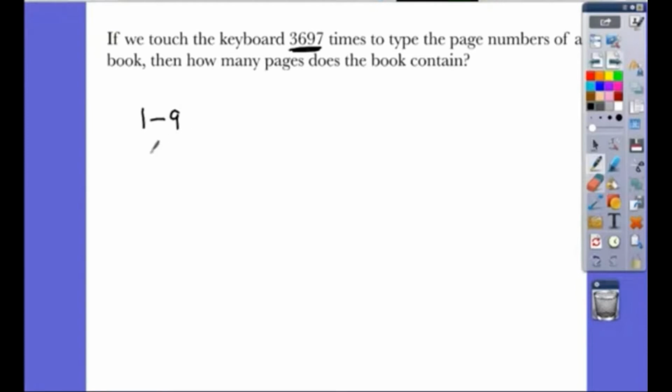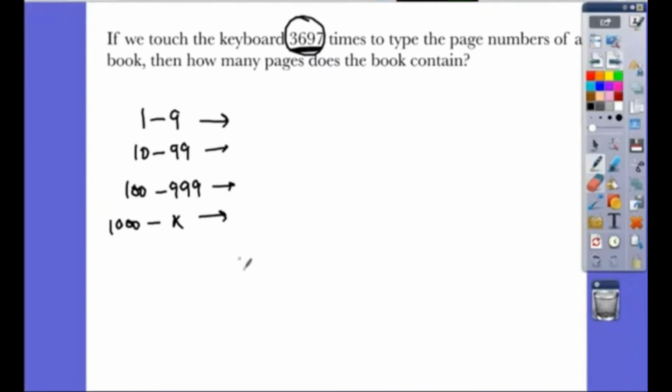So 1 to 9 are single digit numbers. 10 to 99 are 2 digit numbers. 100 to 999 are 3 digit numbers. And 1000 to X, because we do not know the number of pages in the book, I've taken that to be X, are 4 digit numbers. Why did I introduce 4 digit numbers? Because this value is more than 3000. When you have a value more than 3000 for this kind of question, it indicates there are more than 1000 pages in that particular book.